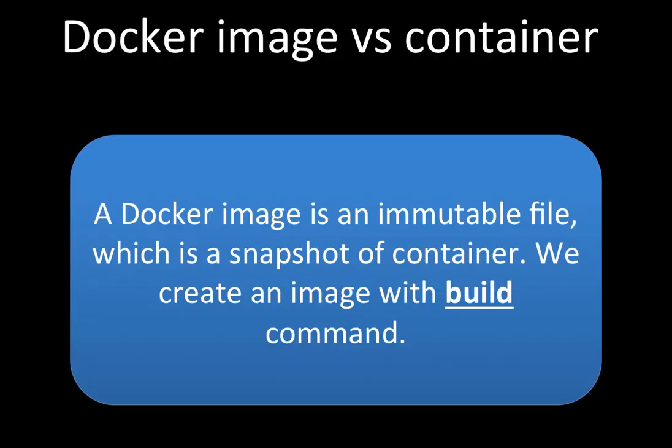So a Docker image is an immutable file, which is a snapshot of a container. A Docker image is generally written in a specific file format, and we can use this image to build a container. But first we have to create an image. To create an image, we can use the build command. This build command is very useful for creating a Docker image. And once we build an image, it becomes an immutable file.